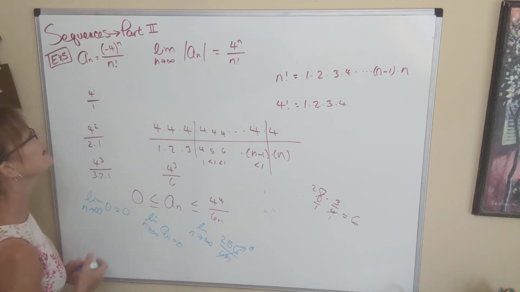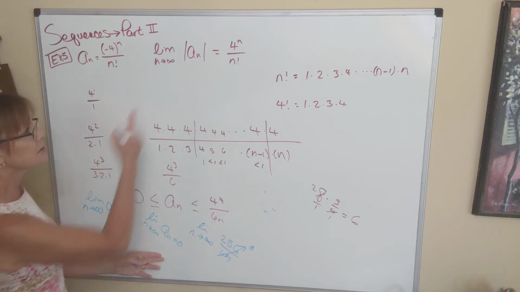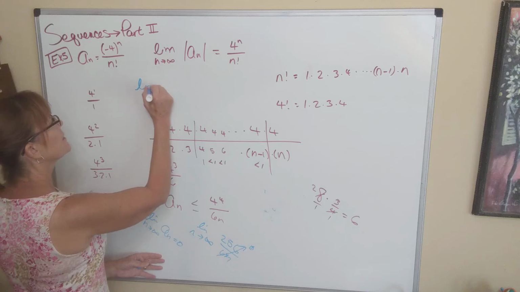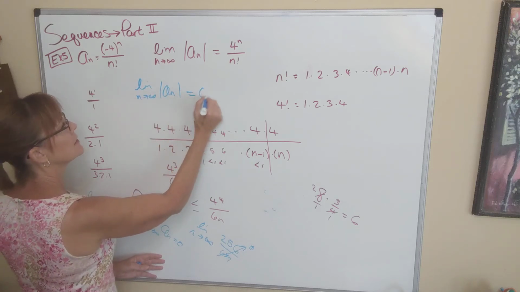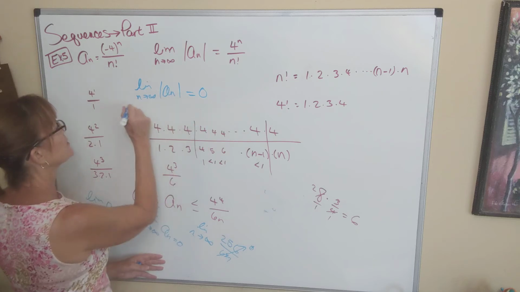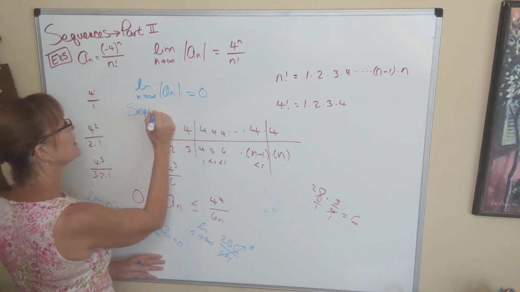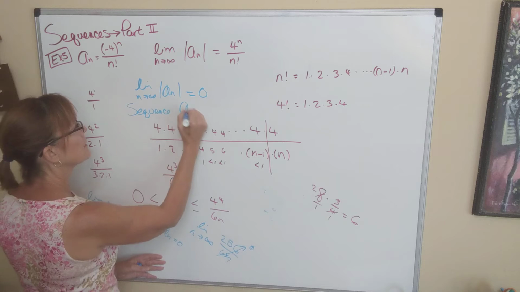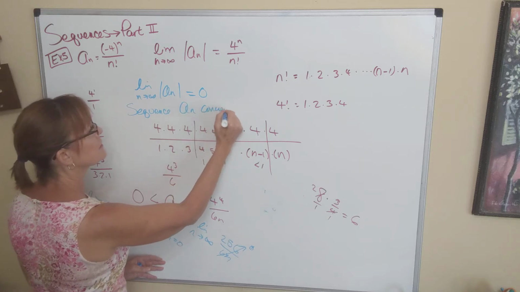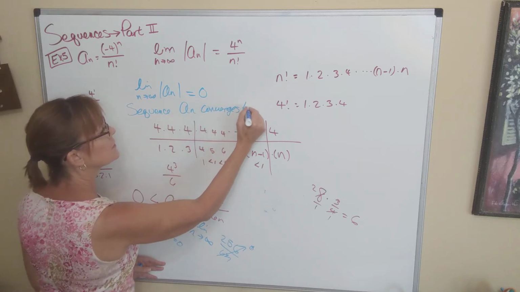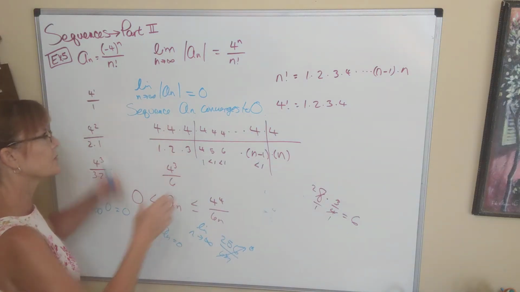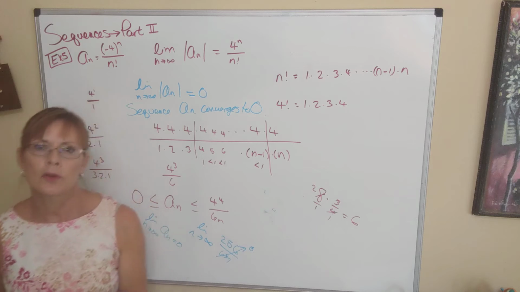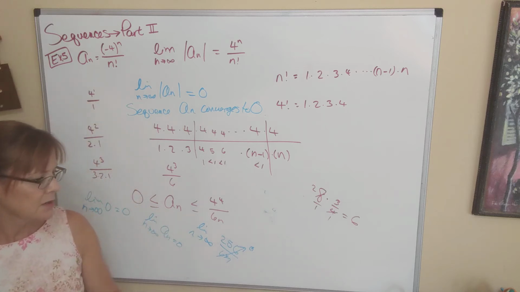All right, what did that tell us? Well, this was the absolute value, right? So we said if the limit as n goes to infinity of the absolute value of a sub n is 0, then the sequence a sub n converges to 0. So this was a good example. We had to reason through some stuff, and we remembered what factorial was, which will be a good thing for us to know.